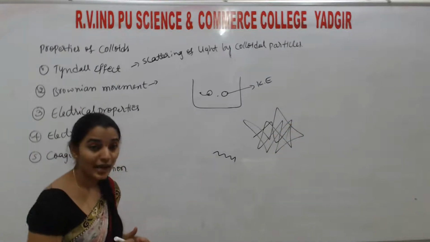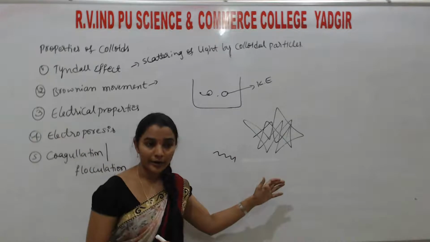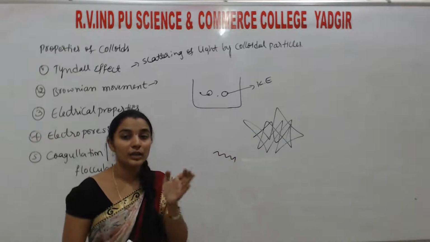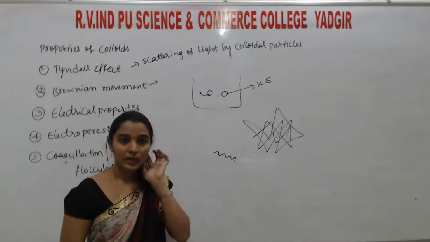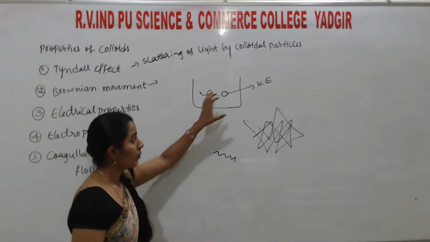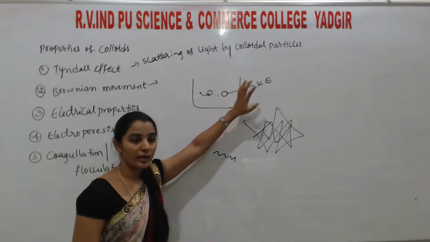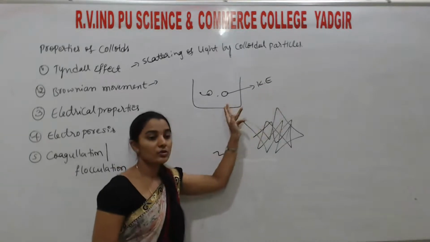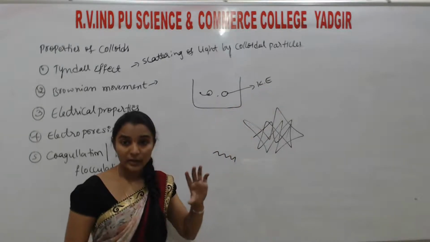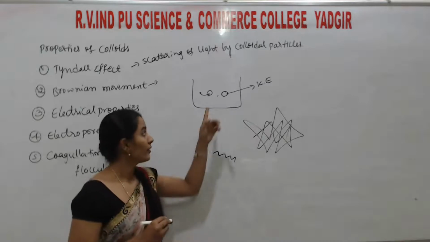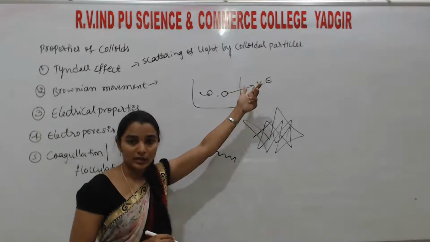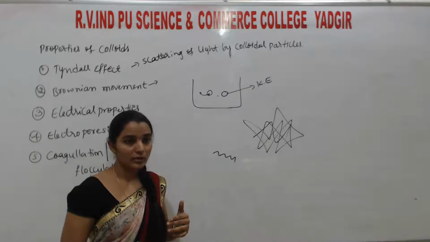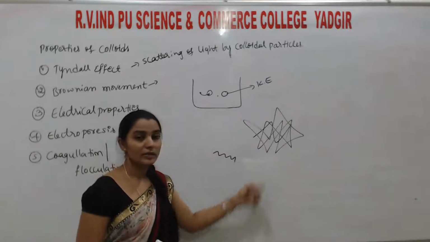Okay, the zigzag movement of colloidal particles is called Brownian movement. Understand? When the colloidal particles move in a colloidal solution, they have a certain kinetic energy. When two colloidal particles collide with each other, the kinetic energy increases. When the kinetic energy increases, they start moving in this zigzag manner.